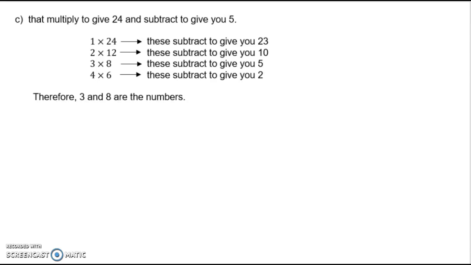I threw the last one in just to show you. 4 times 6 also gives you 24, but when you subtract these, 6 minus 4 gives you 2. And that's not 5. So the winner in this case is 3 and 8.